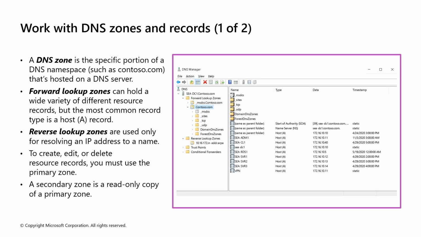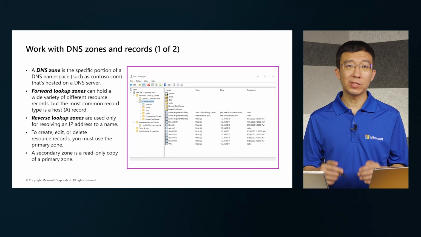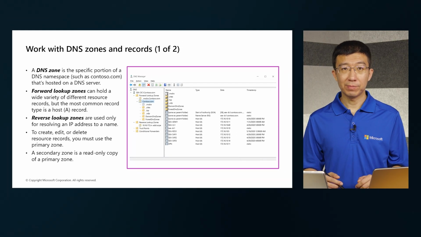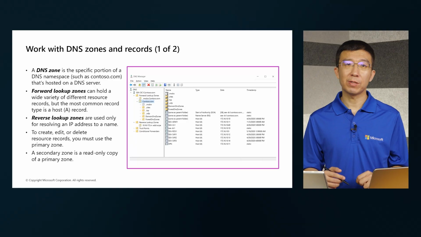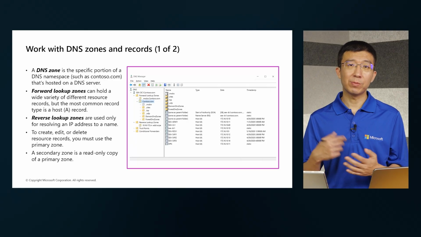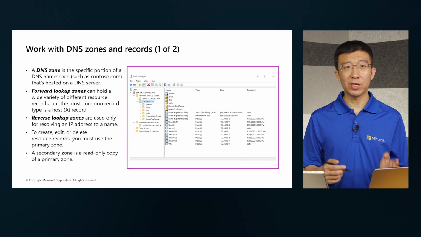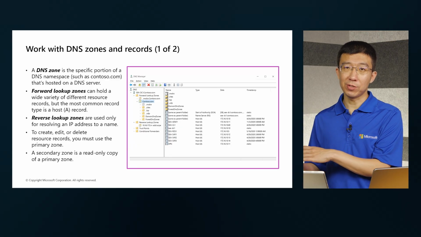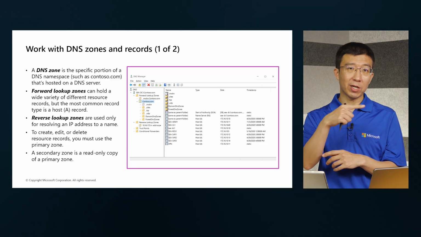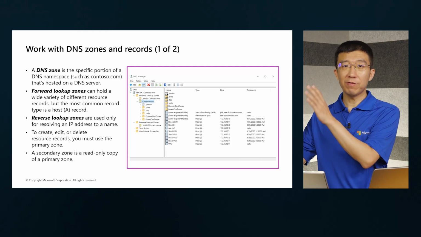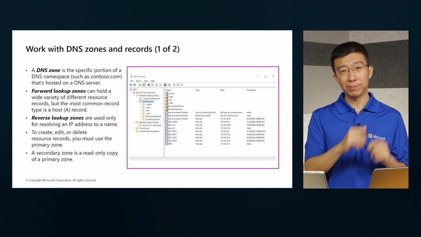In DNS, a zone is a specific portion of the DNS namespace, such as contoso.com. The zone is hosted on the DNS server. There are two main types of zones: forward lookup zones, which are used to resolve names to IP addresses, and reverse lookup zones, which resolve IP addresses to names.